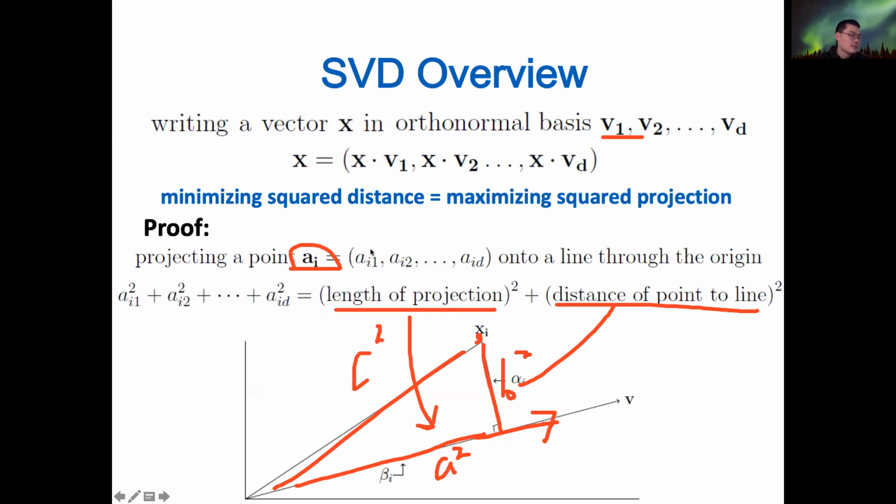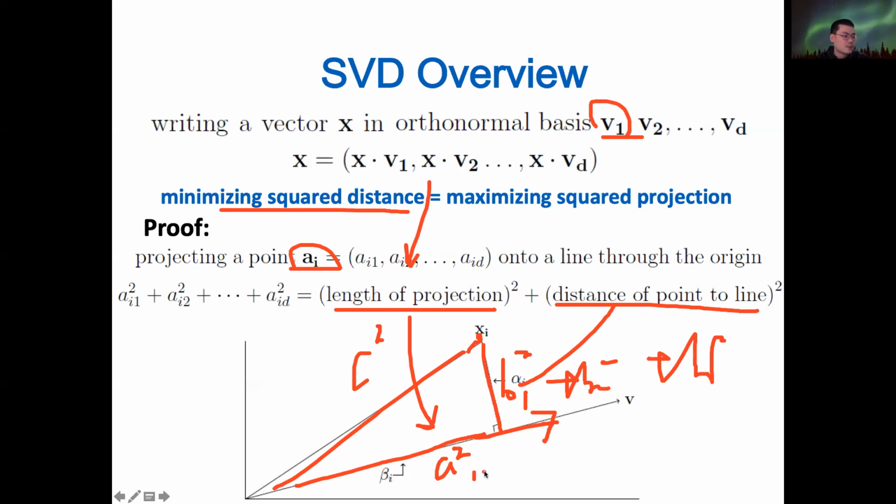Because the data is given in the data table, this is a constant. If you minimize the squared distance, you are basically maximizing the other, because their sum is constant. Although you may say this is just v1, you also have v2, v3, v4, but they are all orthogonal, which means they have no impact on each other. So minimizing b1 squared plus b2 squared plus b3 squared is equivalent to maximizing a1 squared plus a2 squared plus a3 squared, since together they equal, say, 3 times c squared. So they are equivalent.